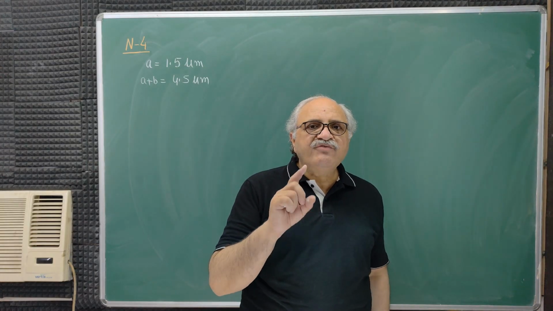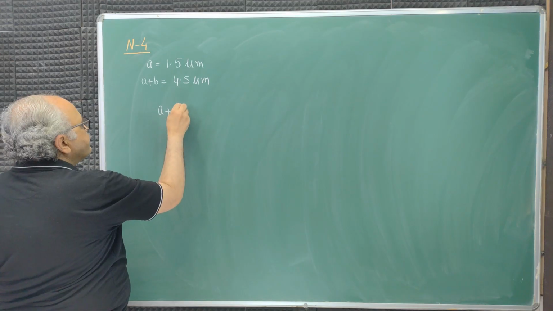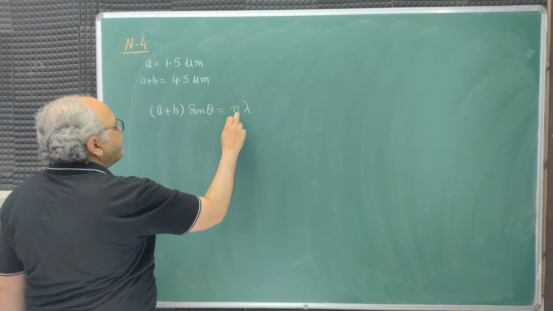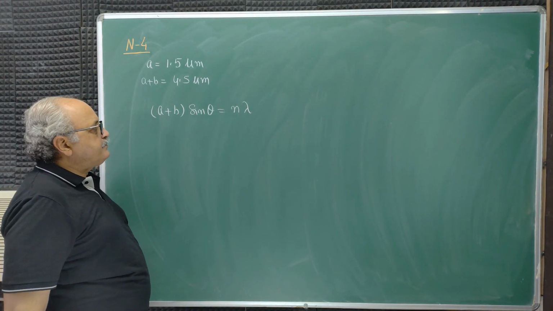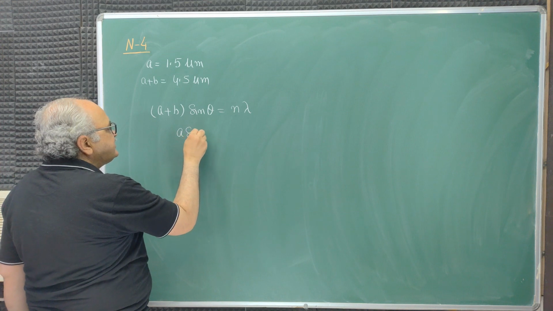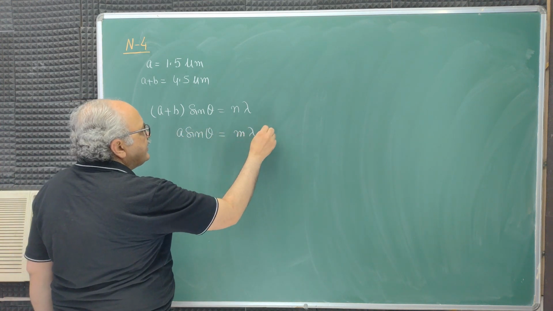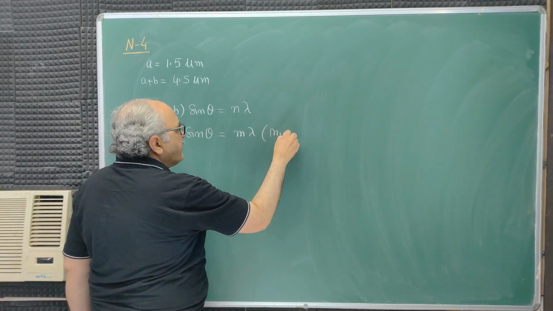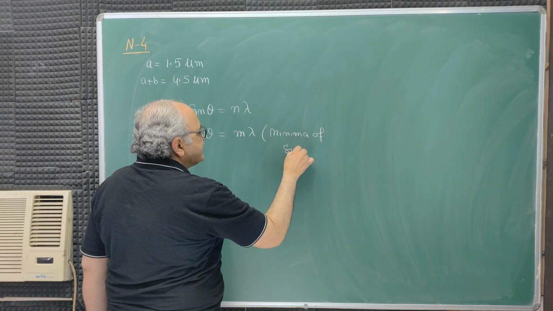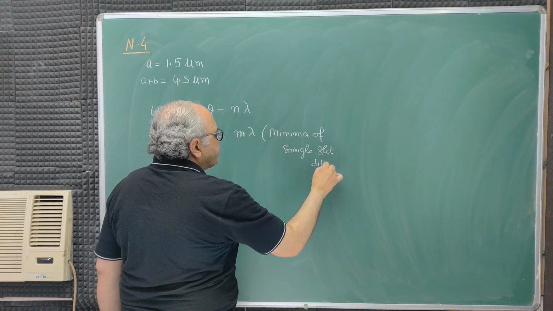Now the condition for the principal maxima of the grating is (A plus B) sine theta equals N lambda, where N is the order of diffraction. But at the same time, A sine theta equals M lambda is the condition for minima of single slit diffraction.